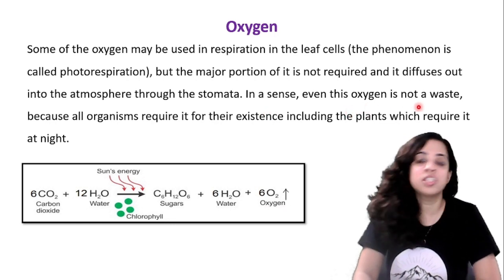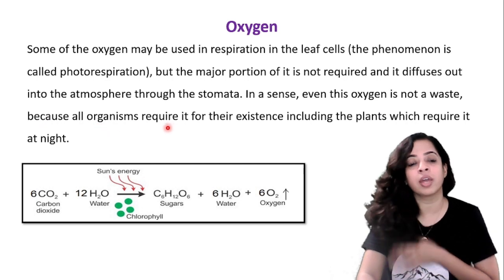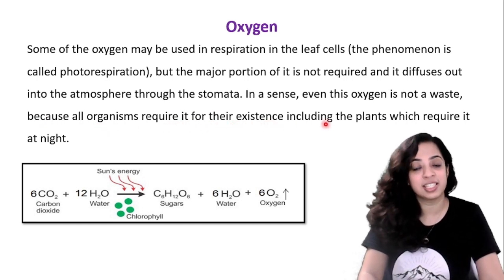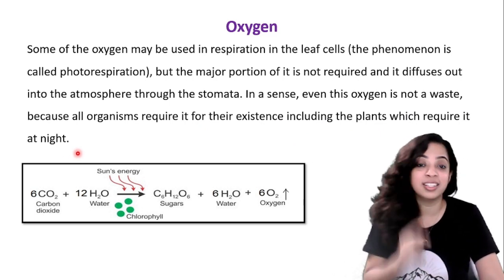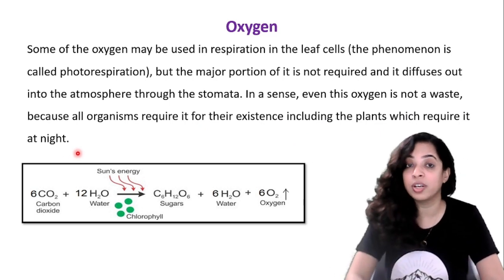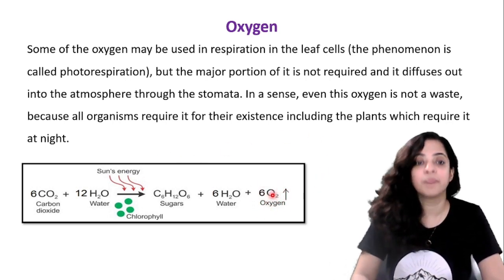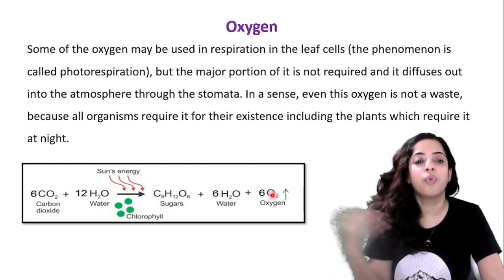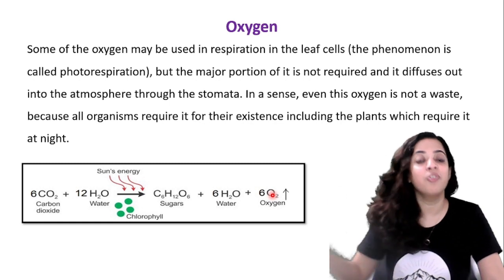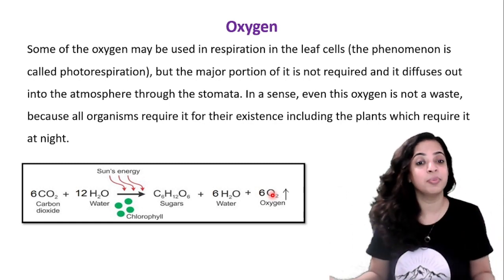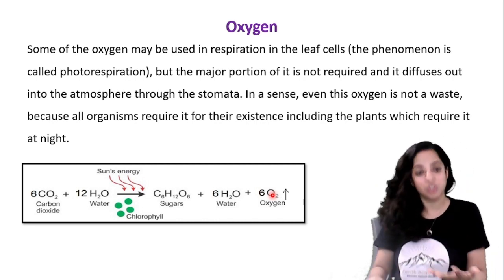So in a sense, even this oxygen is not a waste, right? Because all the organisms, like human beings, require it for their existence, including the plants, which require it at night. Even the plants take in this oxygen at night. We have already studied this. So this oxygen, which is a product, is first used in the photorespiration of the leaf cells. Second, when it is given out, it is used by human beings and other animals for respiration, and it is also used by plants during night.